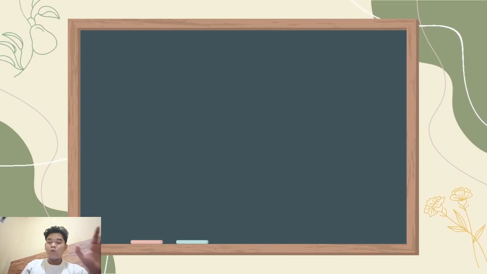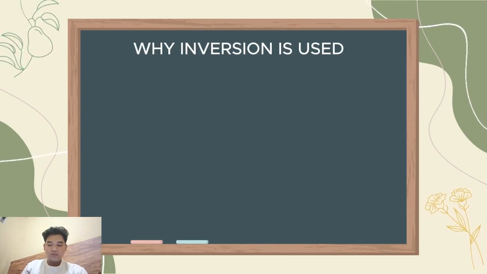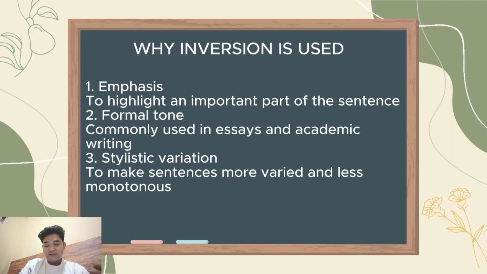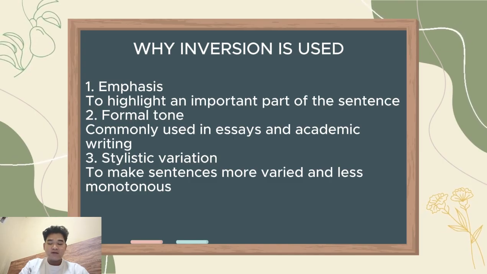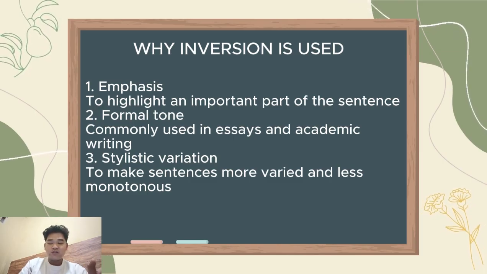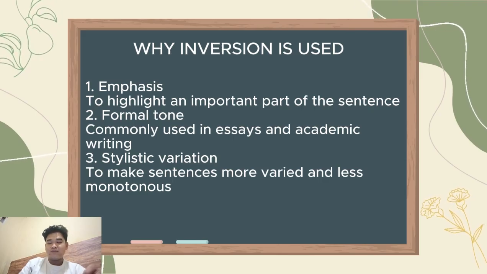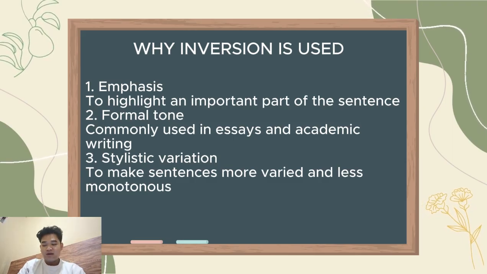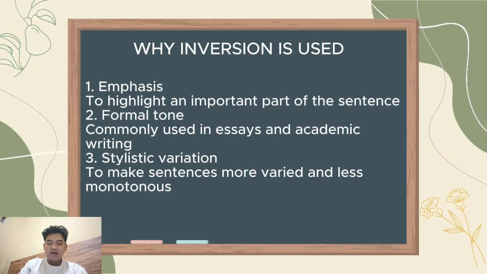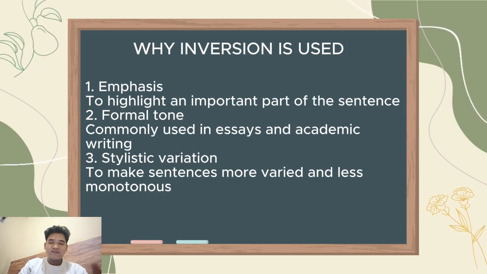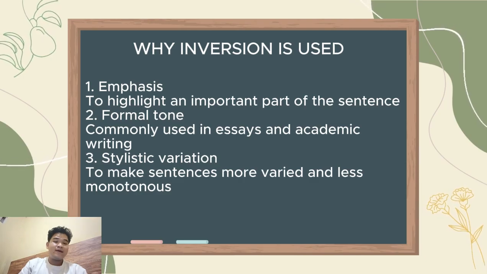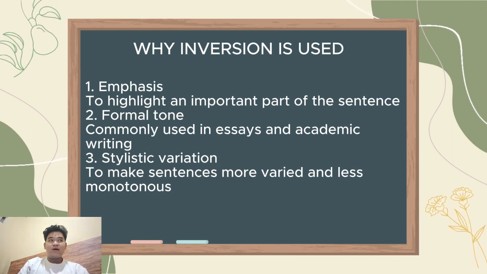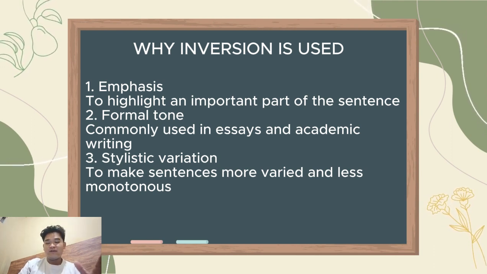Now let's talk about why inverted sentences are used. There are three main reasons. One is emphasis, to highlight an important part of the sentence. Two, formal tone, to make the sentence feel more formal than the normal sentence. Third, it is commonly used in essays and academic writing. Like I said before, we can usually find inverted sentences in academic writing, like articles, essays, or anything else that is academic writing.